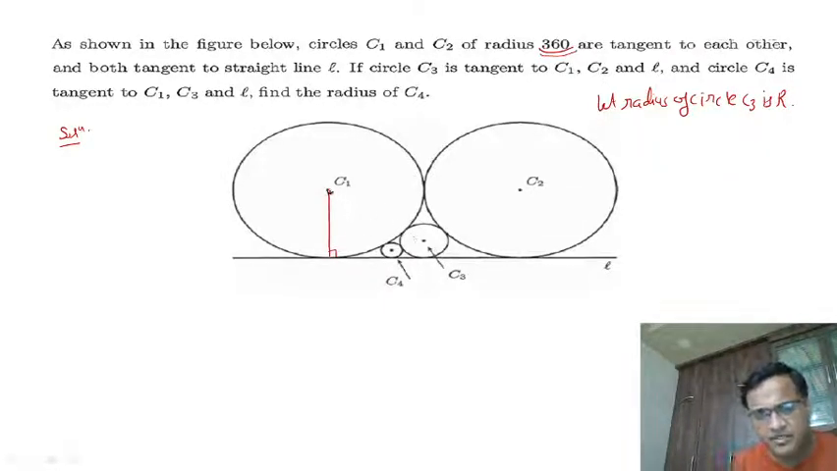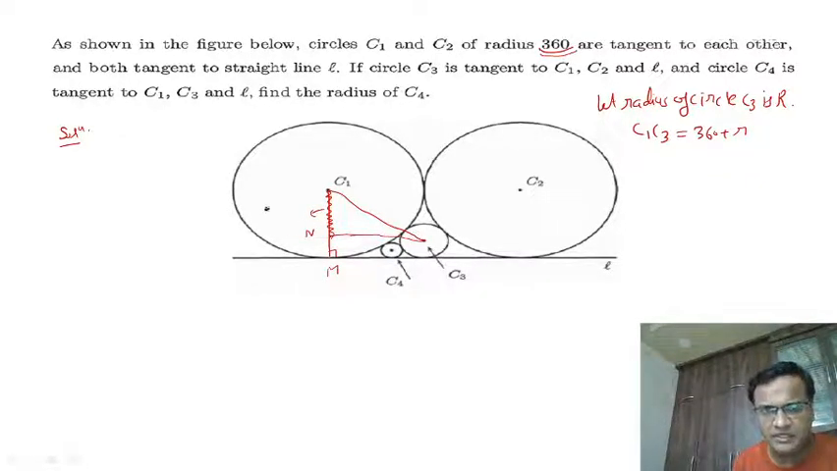Since C1 and C3 touch each other externally, the length C1C3 is clearly 360 plus R. If we draw a perpendicular from the center of C3 to the line C1M, then C1M is clearly 360 minus R. Then what is the length of C3M?